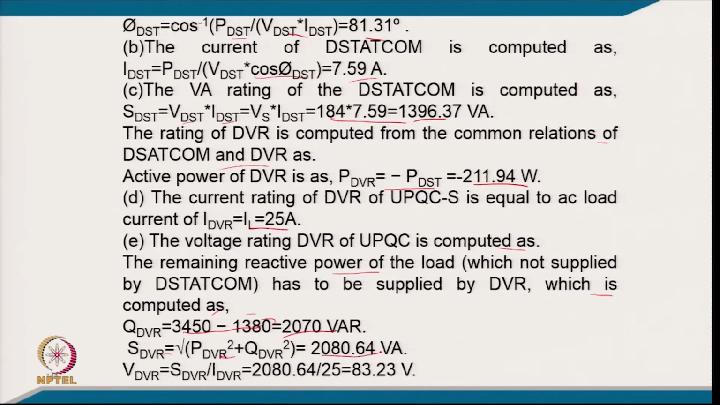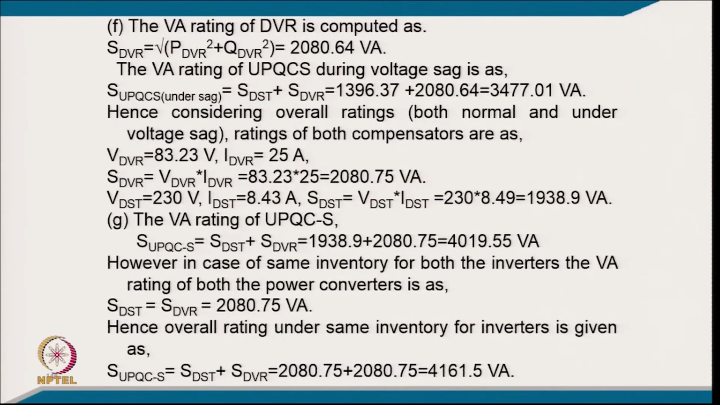under root P squared plus Q squared. So, it comes 2080 VA, and V dVr from this, from S, and current can be calculated, it comes 83.23 volt, and the V rating of dVr comes from typically P squared plus Q squared under root. So, it is 2080.64, and the VA rating of UPQC during the sag will be your dStatCom VA rating plus dVr voltage rating, it comes totally 3477.01 VA.